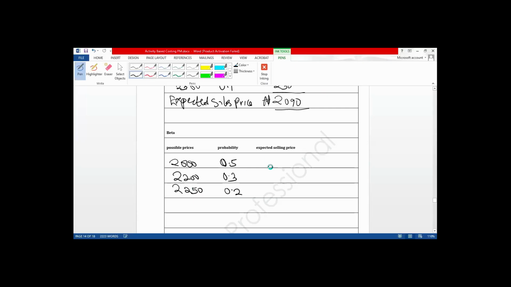This is 1,000 naira. This is 660. 0.2 multiplied by 2,250 is 450. Please sum up. 2,110. That is the expected selling price for beta.